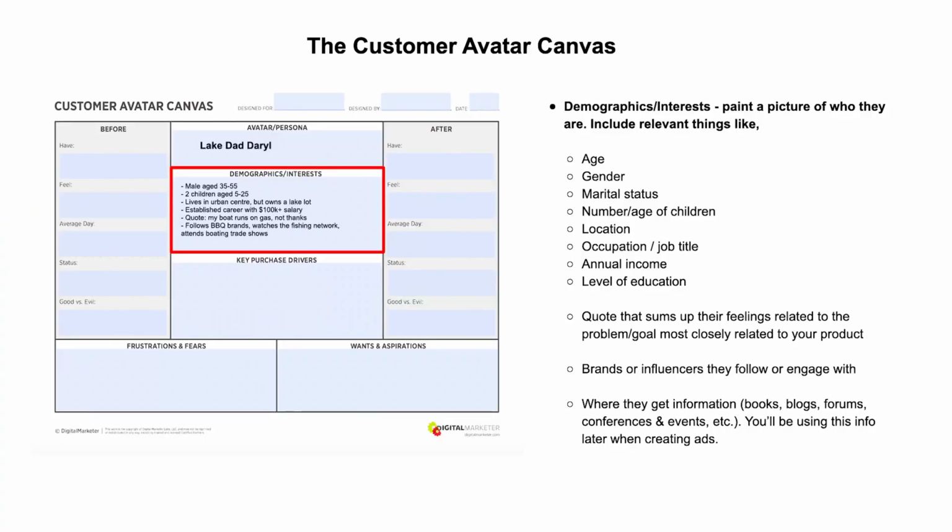The next section that we want to fill out is in the middle there, in the red box: demographics and interests. You want to paint a picture of who they are, so you want to include all of these relevant things. What is their age? What is their gender? What is their marital status? Do they have children? What is the number of children that they have? Location: do they live in an urban center? Do they live in a rural community? Do they have a common occupation or job title? Do they have a shared common annual income? Do they have a similar level of education?